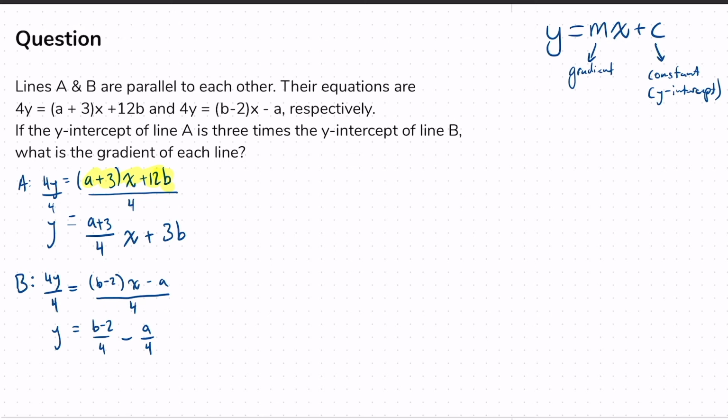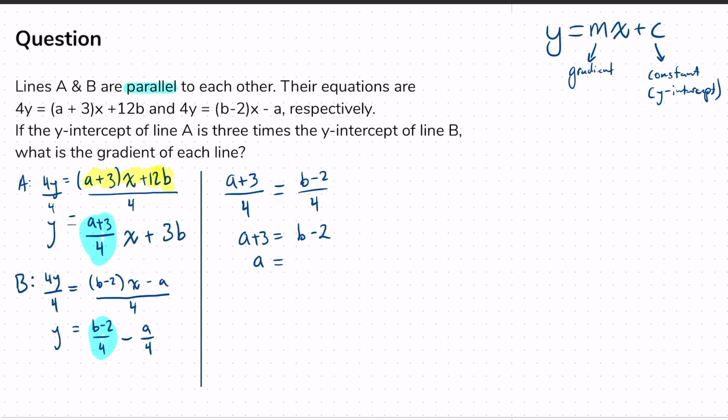So what do I know? Well, I know that they're parallel. So what does that mean? Well, that means that this first m is equal to this second m. So let's run these as simultaneous equations. Let's set them to be equal to each other. a plus 3 over 4 equal to b minus 2 over 4. I times both sides by 4, giving me a plus 3 equal to b minus 2. Let's just see what a is. Right, a is equal to, minus 3 from both sides, b minus 5.